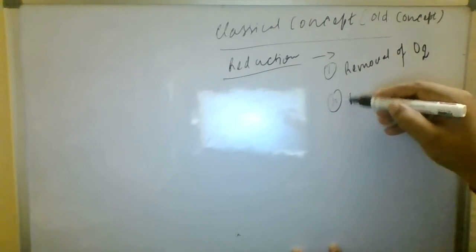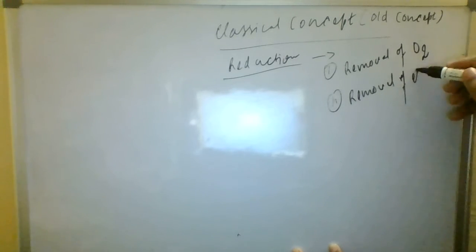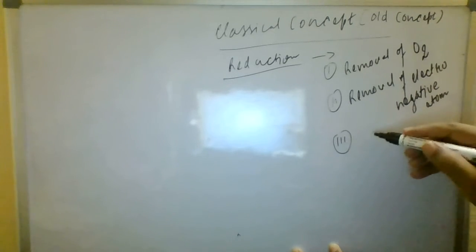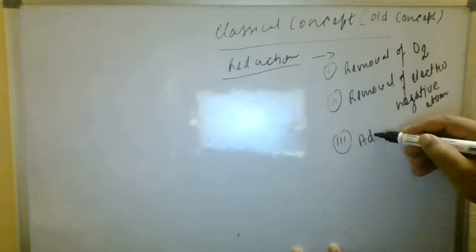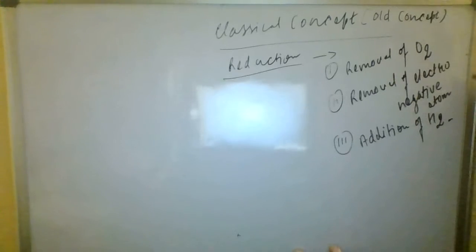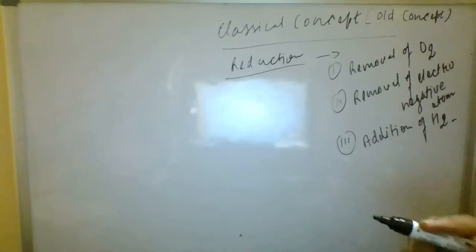And second is removal of electronegative atom. And the third one is addition of hydrogen. So according to the old concept, these three points are there for the reduction reaction. Now, how to understand this? With the help of examples.